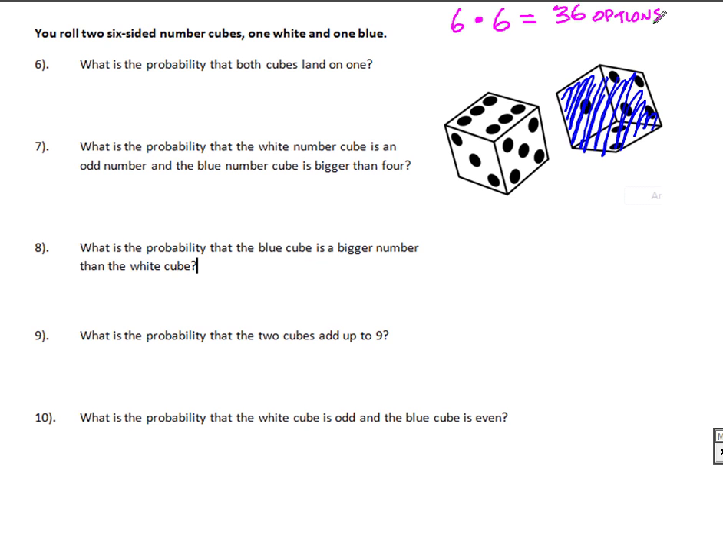So the probability that both cubes land on a 1, that would be a 1 out of 6 for the first guy and a 1 out of 6 for the second guy. So 1 out of 36 is your answer.